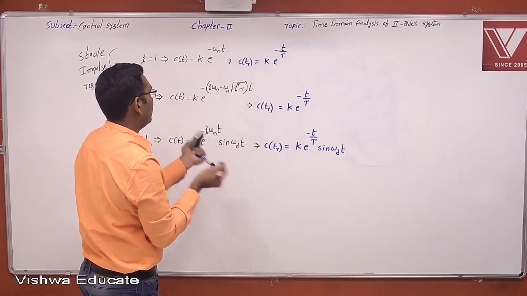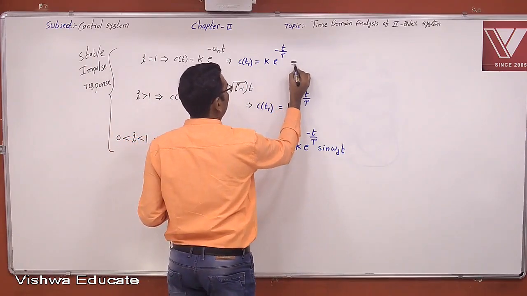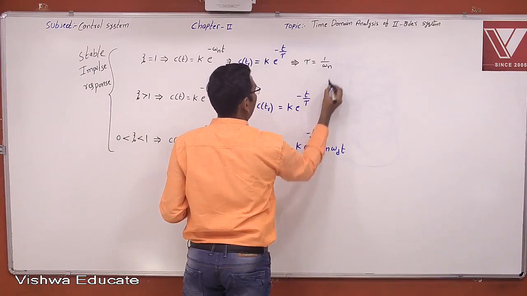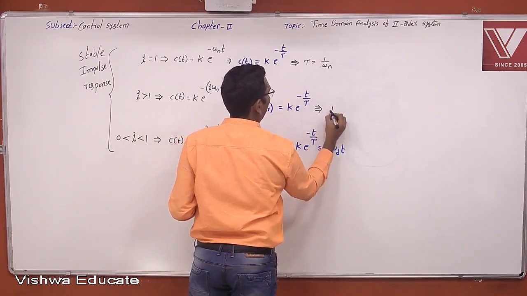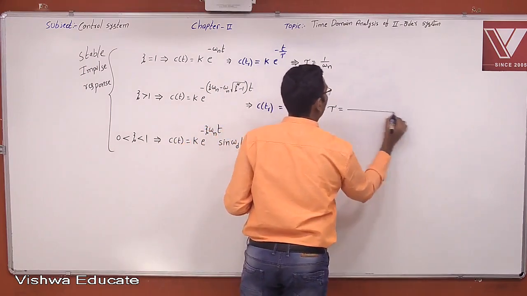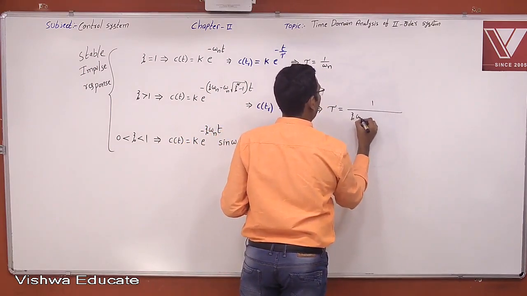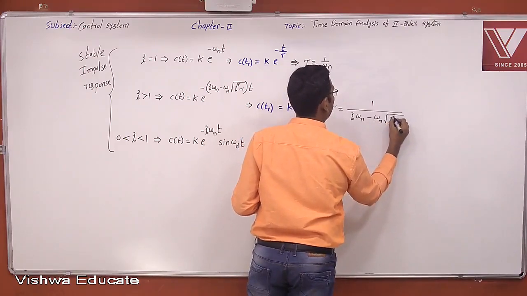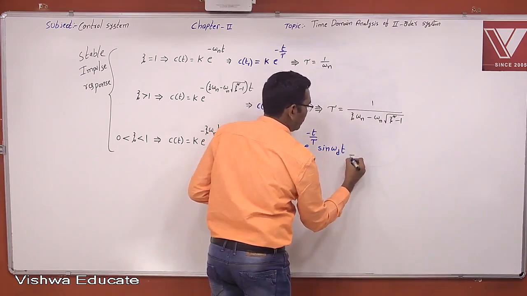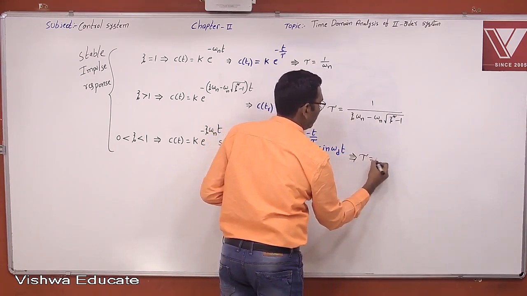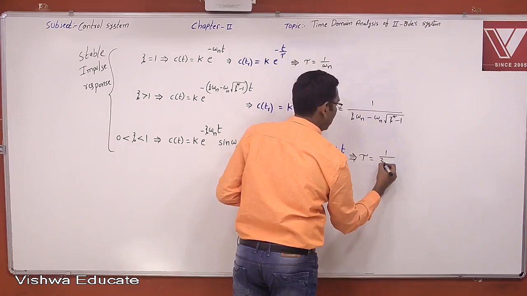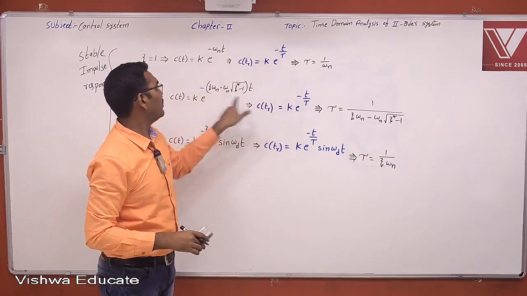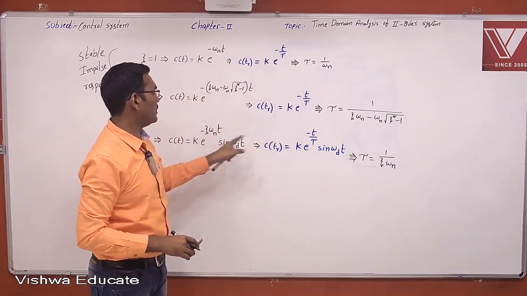Now the time constant is nothing but 1 by zeta omega n minus omega n into square root of zeta square minus 1. The time constant is nothing but 1 by zeta omega n. So that's why zeta omega n is nothing but 1 by tau.